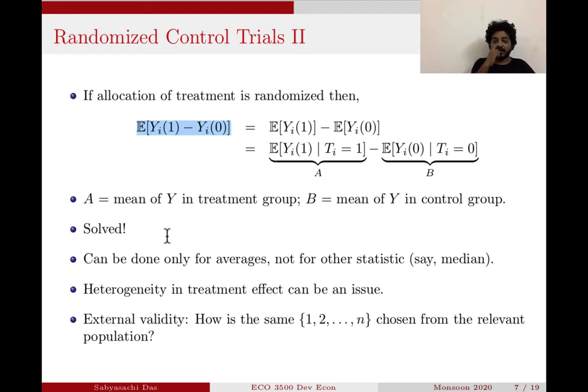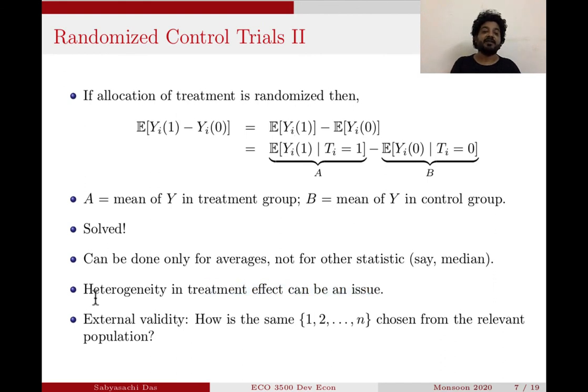The only issue is that this can only be done for averages. If you only want to find out the average of the treatment effect, fine. But suppose you are worried that maybe the average is affected by some extreme values, so you are interested in finding the median, which is not sensitive to extreme values. Then you can't do it. You can't find out the median of the treatment effect using this method, because you can't do this decomposition. From here, you can't go here. Median of y1 minus y0 is not median of y1 minus median of y0, generally speaking. So you can only do it for averages.